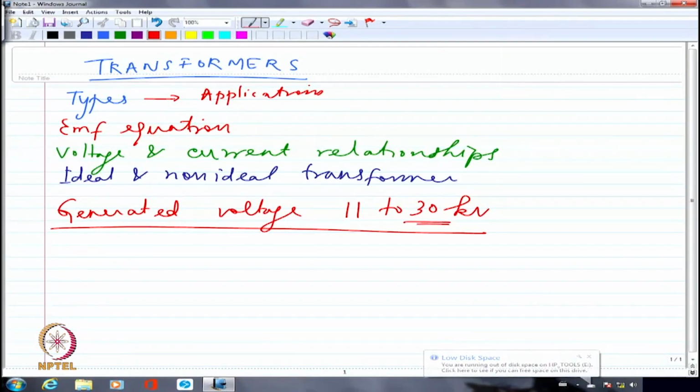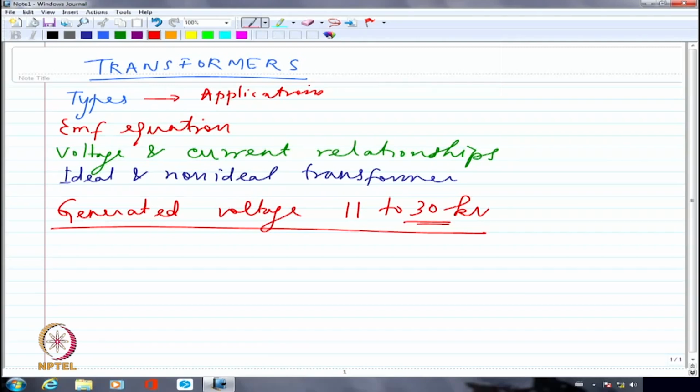But if I try to transmit the power at 30 kilovolts, the current will become enormously high, unhandleable, literally, because of which I necessarily need to step up the voltage so that I would be able to keep the current within limits despite transmitting extremely large amount of power, right?